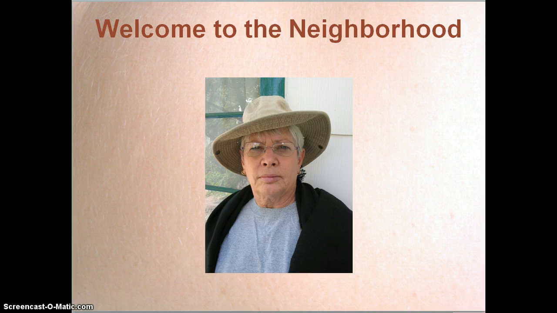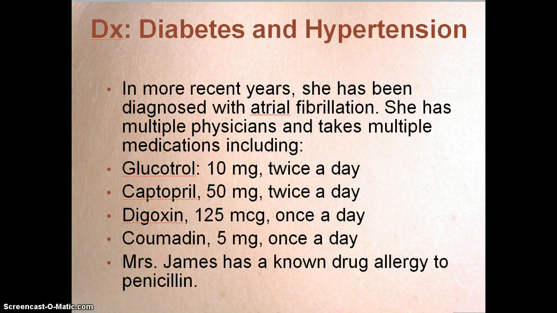When we look at people that are high risk in our neighborhood, we know that there are many. Our diabetics that are out there. This is a 65-year-old woman that's going to be our diabetic for this unit and activity. As we look at Mrs. James, we know that she lives at home. She's a widow and very socially isolated.